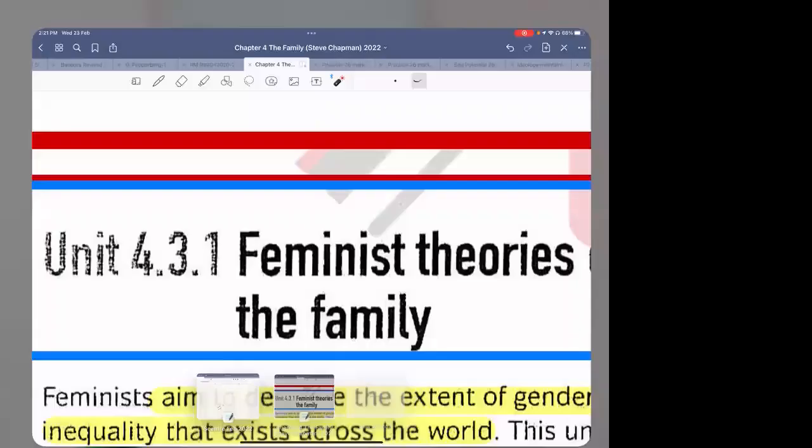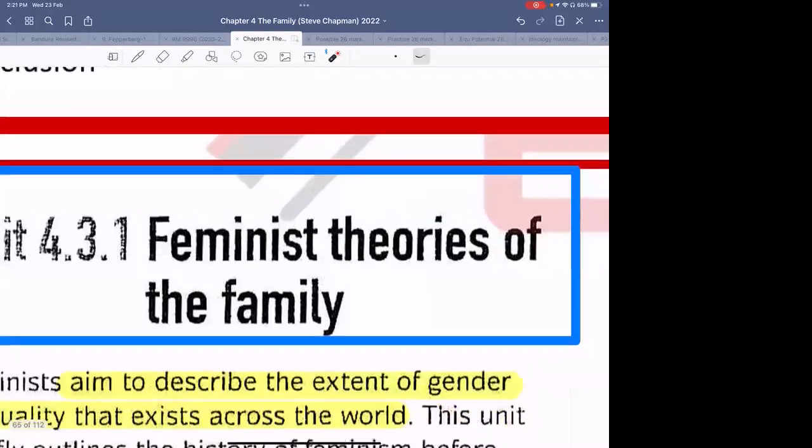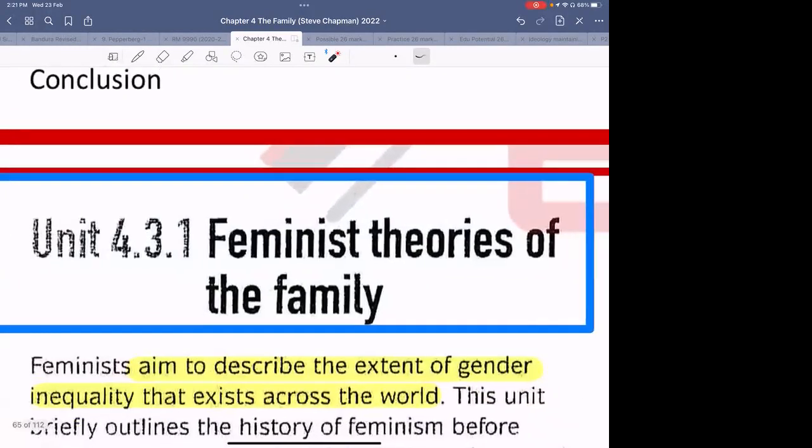Unit 4.3.1, Feminist Theories of the Family. Now, we have spoken about other sociological perspectives, other sociological theories that we need to know when it comes to understanding this unit, family. We initially started off with the functionalist perspective, followed by the Marxist perspective, followed by the New Right perspective. And then we did the postmodernist perspective. And finally, it is time today to get started with the feminist perspective.